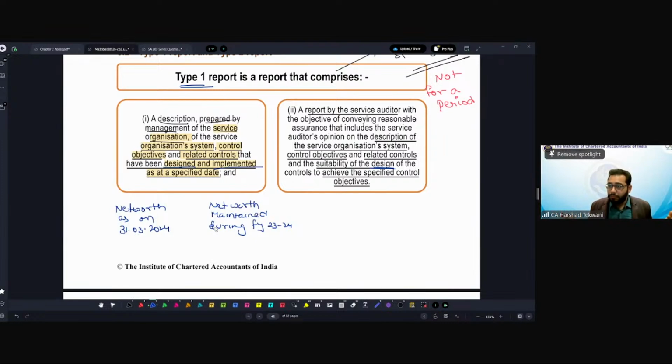Yes or no? Yes, sir, they both convey different things. Now, if I have to convert this into type 1 and type 2, this is my type 1, as on a date, and this is my type 2.